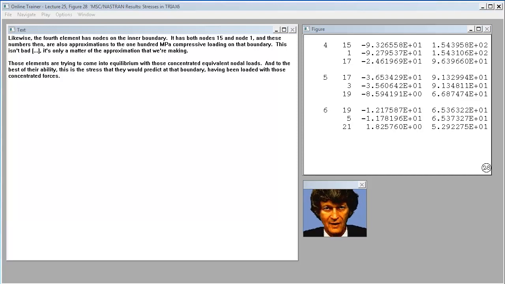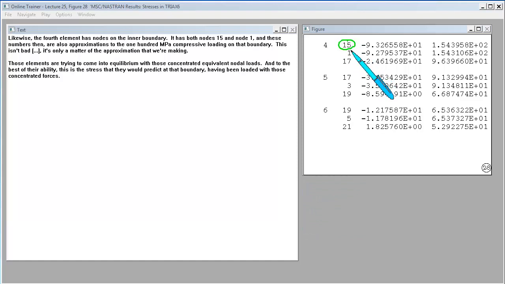Likewise, the fourth element has nodes on the inner boundary. It has both nodes 15 and node 1, and these numbers then are also approximations to the 100 megapascal compressive loading on that boundary. This isn't bad. It's only a matter of the approximation that we're making. Those elements are trying to come into equilibrium with those concentrated equivalent nodal loads, and to the best of their ability, this is the stress that they would predict at that boundary, having been loaded with those concentrated forces.